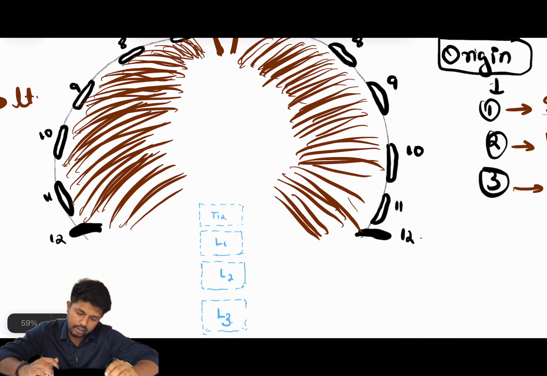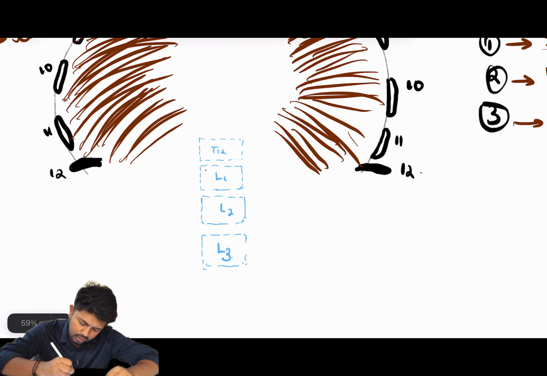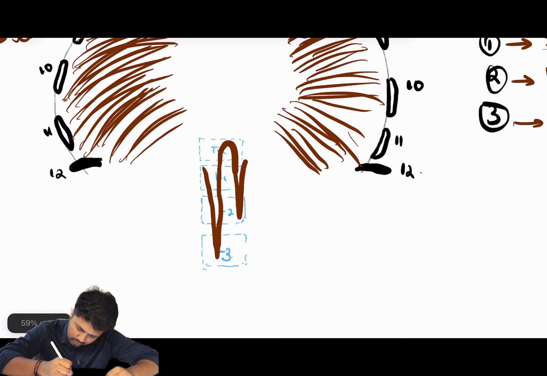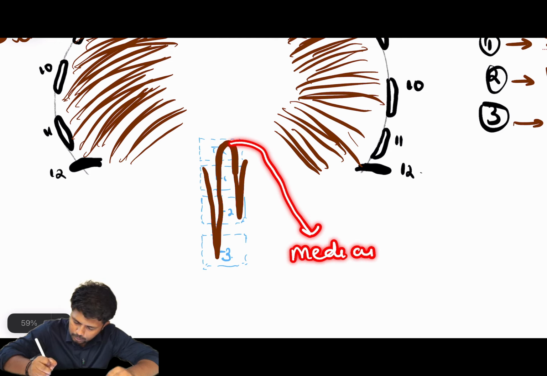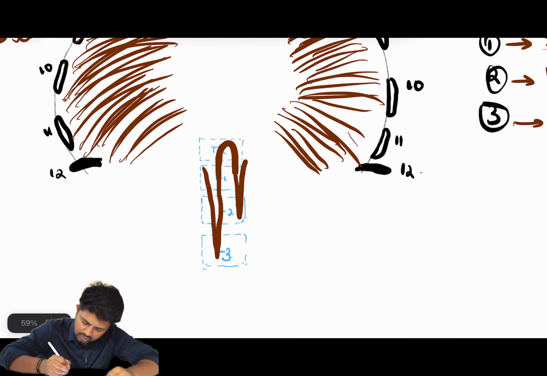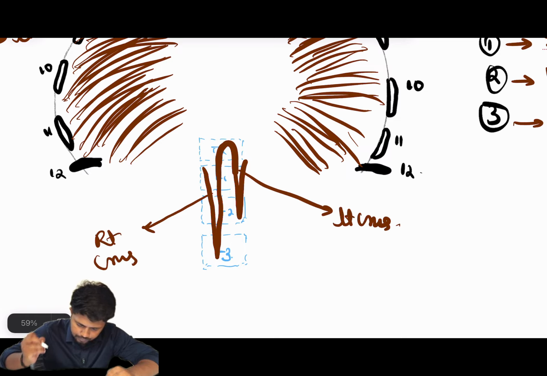Now we'll put the right crus. The right crus originates from the front of the body and the intervertebral disc of L1 to L3. Similarly, the left crus will originate from L1 and L2. Both will meet at the midpoint. This part is called the median arcuate ligament. And this is the right crus and this is the left crus.